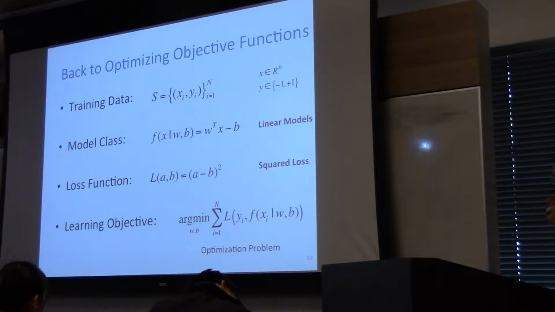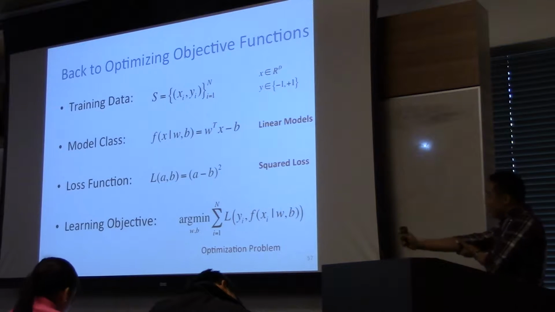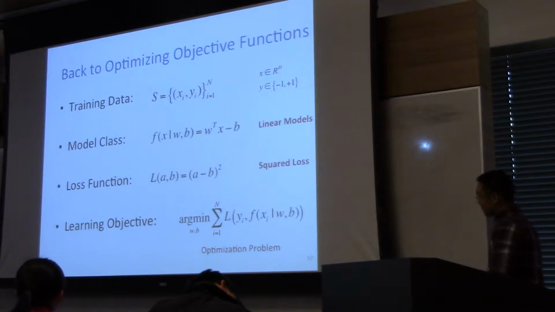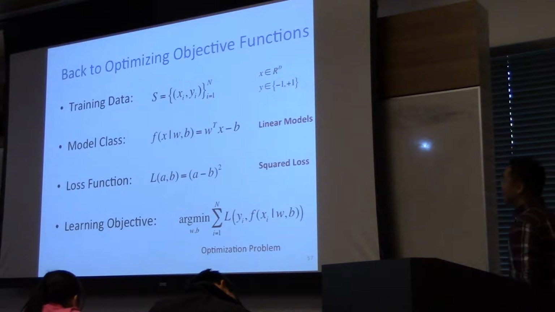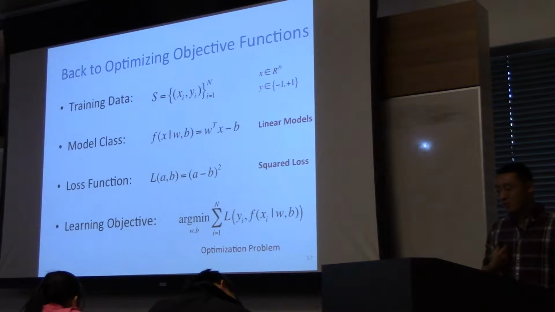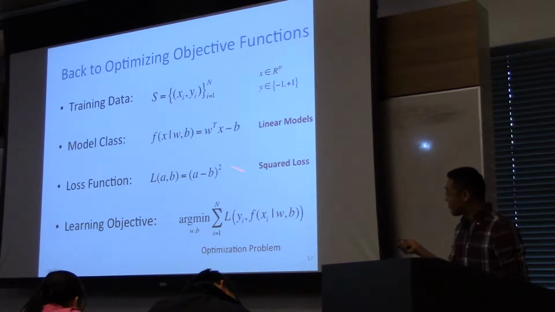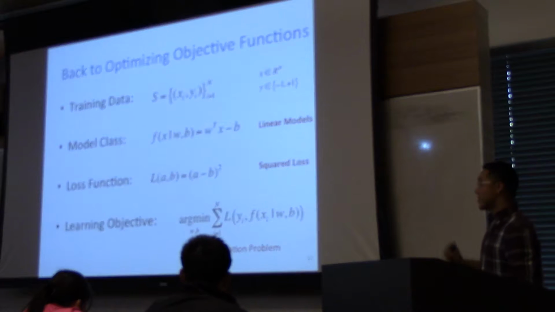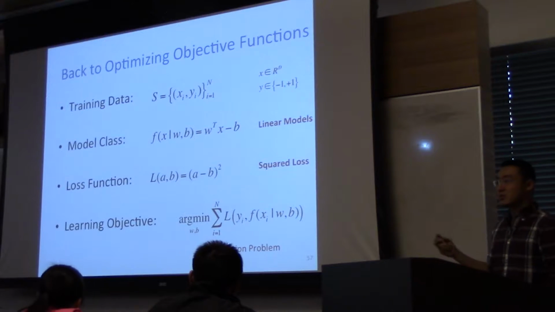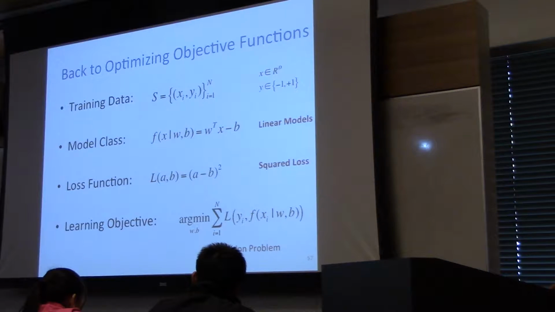Okay, let's go back to optimizing objective functions, which will be what we're doing for the vast majority of this class. So we have a training set, model class, loss function, and our goal is to minimize the loss function. For this lecture, we'll just be focusing on squared loss, because it's the simplest loss function. It's just quadratic. And next Tuesday, we'll be talking about other types of loss functions, such as the ones used in support vector machines and the like.